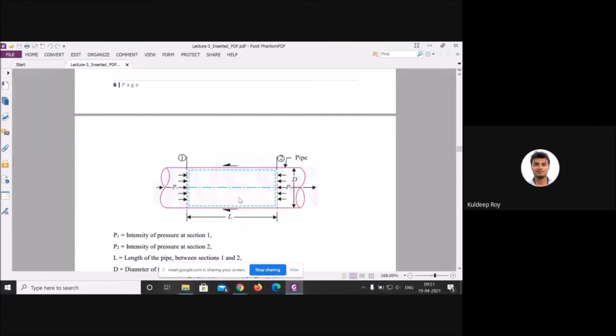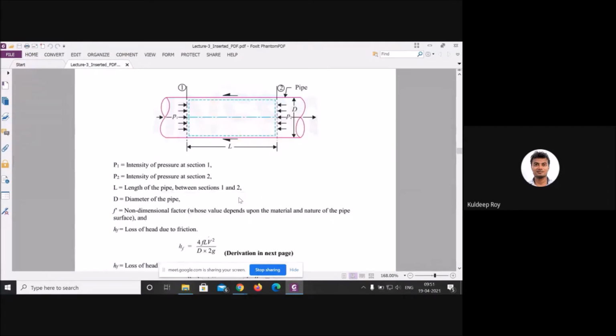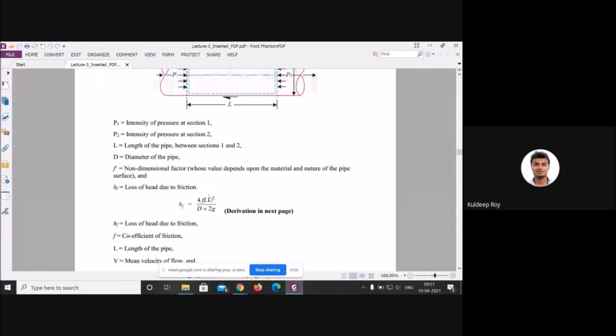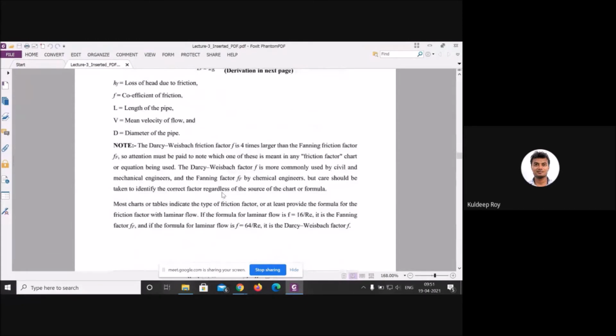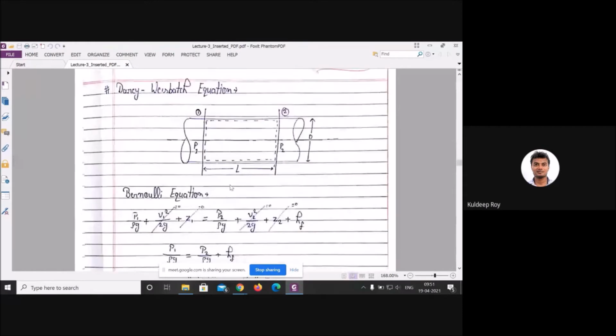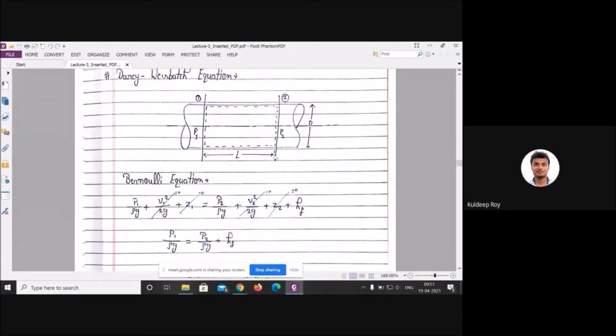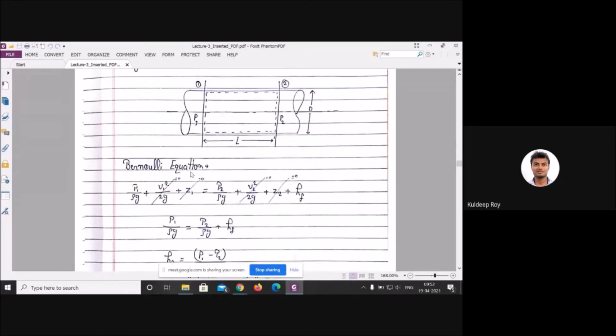As I already told, you have to apply the Bernoulli theorem. This is the head loss formula, so we will look into how we can derive it. Okay, now have a look at the Darcy-Weisbach formula. This is the diameter, this is the length. You have to apply the Bernoulli theorem.